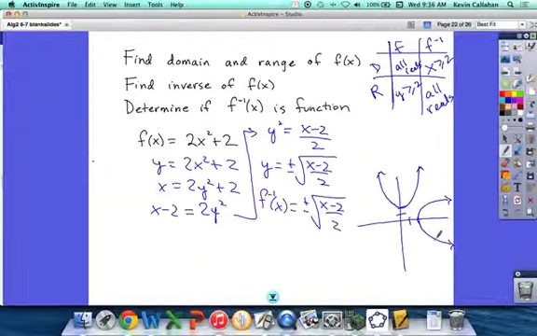Is the inverse a function? No, it fails the vertical line test, right? Except for 1 point, 2, 0. For every value you put in of x, you get 2 values of y. You get the plus and you get the minus, right? That's repeated x values if you had a table of values.